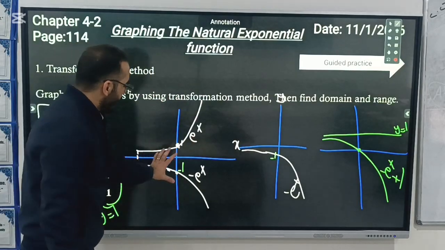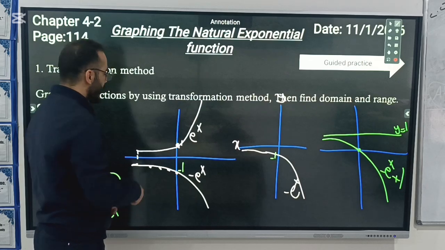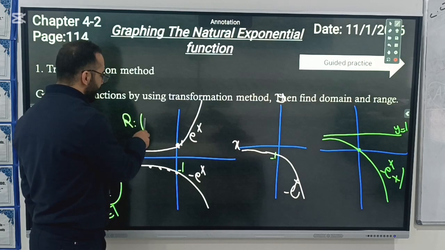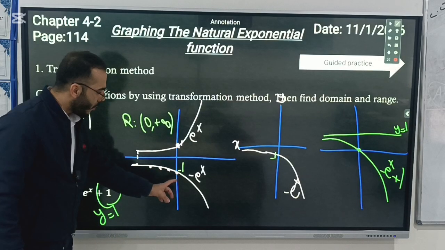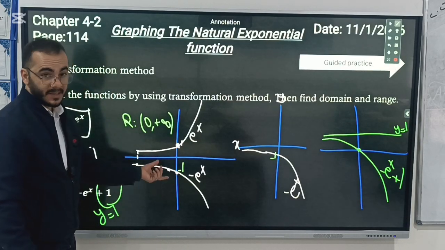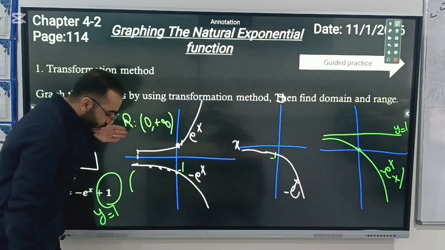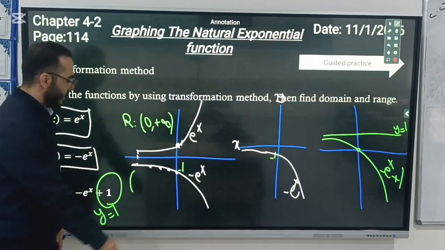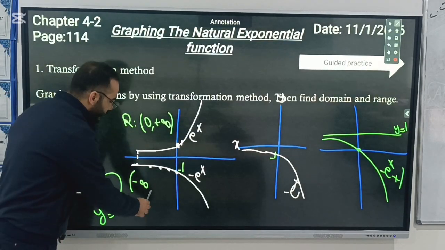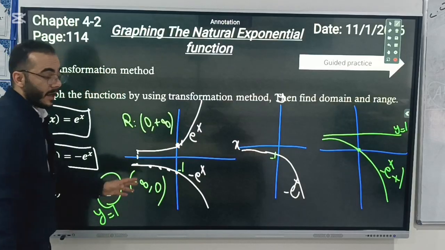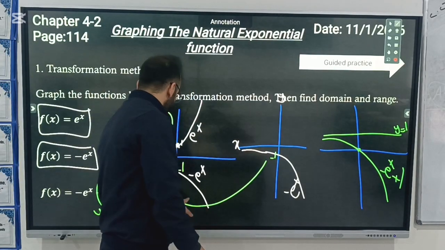So right now, the domain of the parent function, the domain of all of them, is all the real numbers, but the range of the parent function, you know that it's from 0 to positive infinity. Perfect. And the range of this one, which is negative e powered by x, since it goes down, it goes to negative infinity. So we are going to say that the lowest value of y is negative infinity, and the greatest value is going to be 0. Again, open interval.